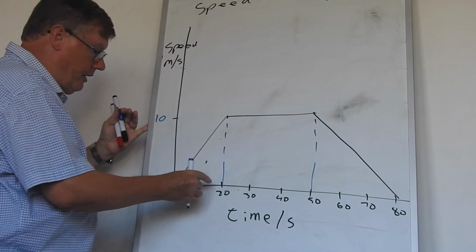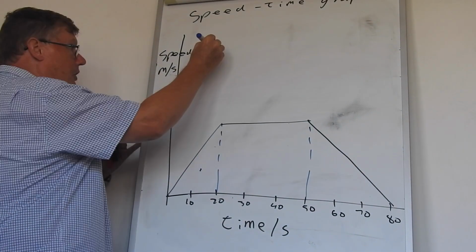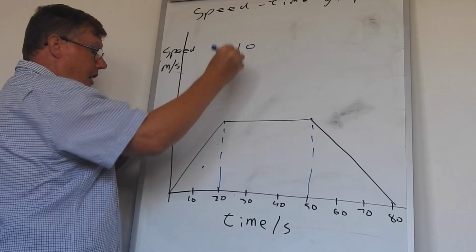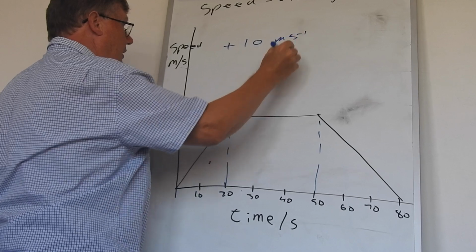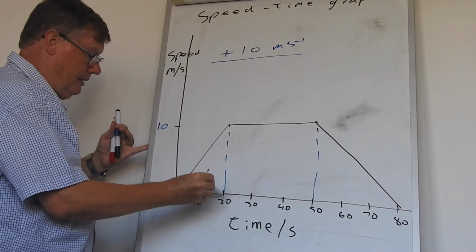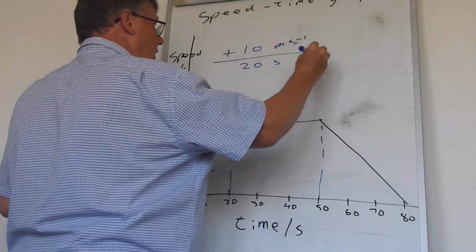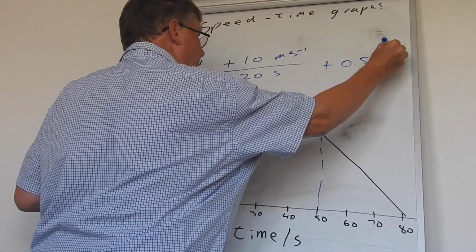Do you agree that the change in speed is from 0 to 10? So the change in speed is plus 10 meters per second, and we divide that by how long it took. How long did it take? 20 seconds. So the answer is plus 0.5 m/s².